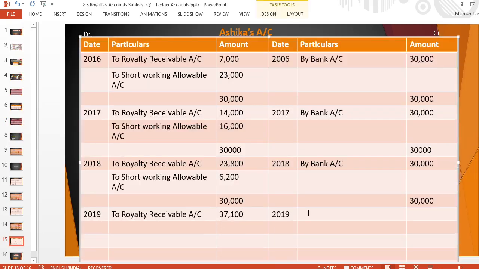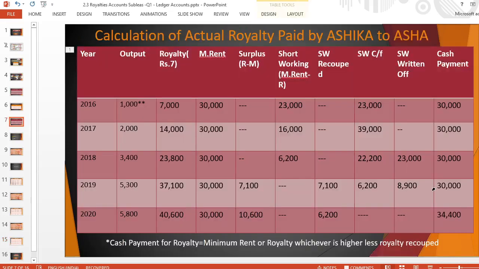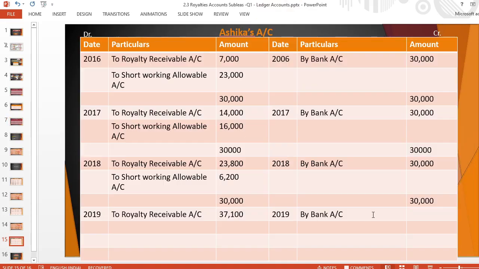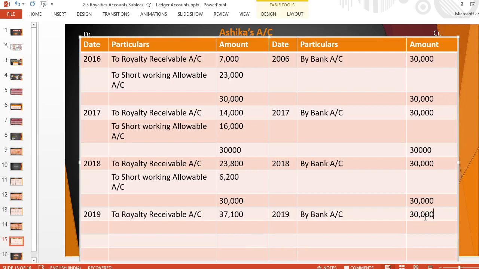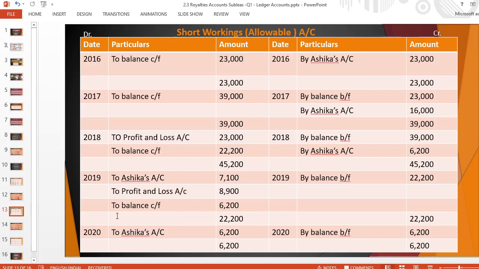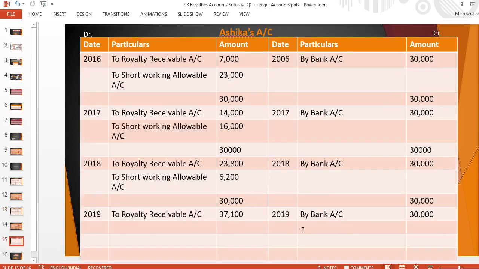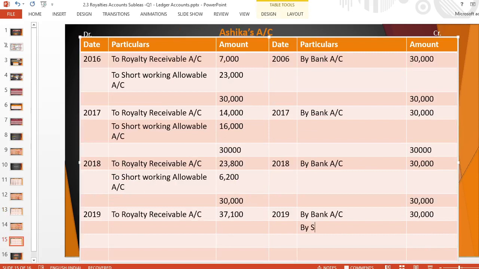So here 37,100. And on the credit side, by bank account, again I should check the final payment. Royalty table 2, final payment was 30,000 rupees. I'll record the same thing, 30,000. So here we can see credit side it's 30,000, debit side 37,100. The difference is for the short working recoupment. So here we pass to Ashika's account 7,100. The corresponding entry will be on the credit side by short working allowable account.